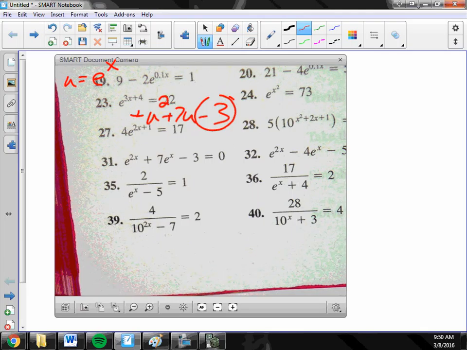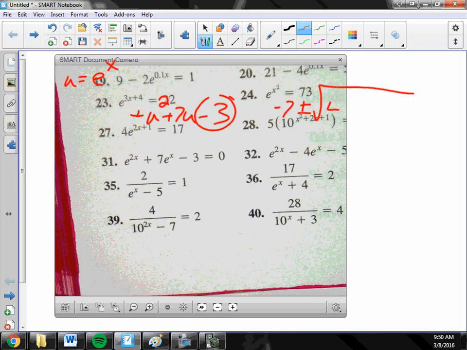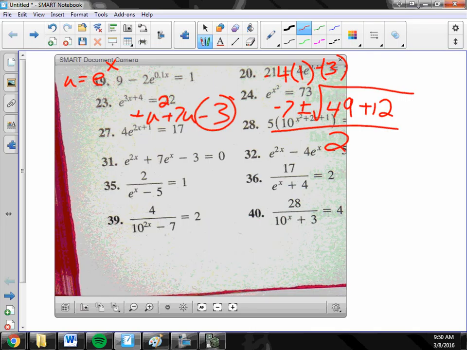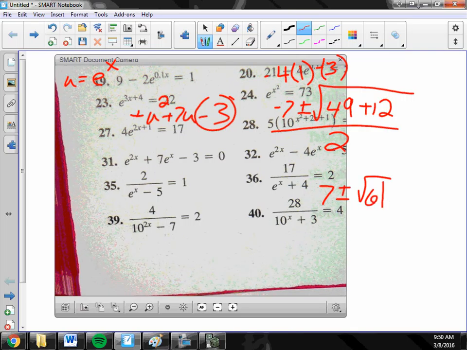So let's plug this into the quadratic formula. Negative 7 plus or minus the square root of 49 minus 4 times 1 times negative 3. That's going to be 12 over 2. So 7 plus or minus, that's going to be 61. Oh, thank you, Cynthia, for doing this to us. Negative 7, thank you. Okay. So that is equal to e to the x.